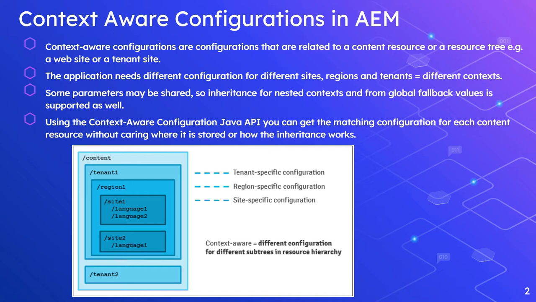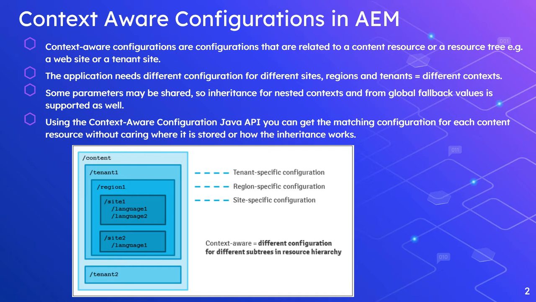Using this context-aware configurations API, you can get the matching configurations for each content resource, without caring where it is stored or how the inheritance works. So if you want to get the configurations related to a specific content path, you can easily get them through this API.